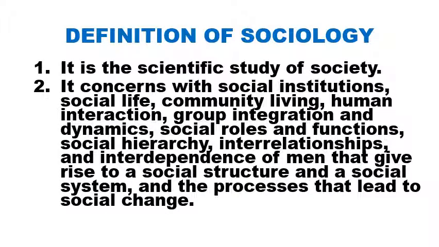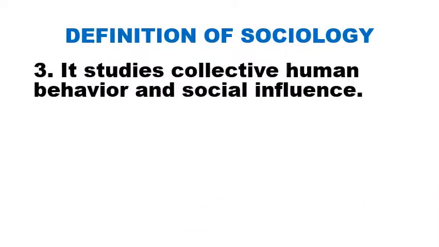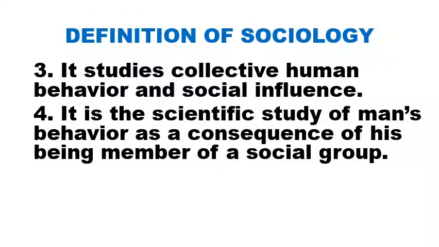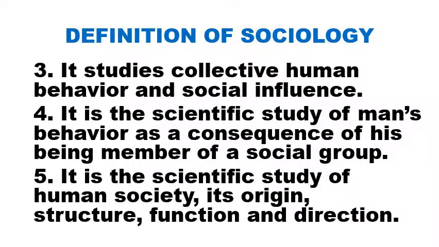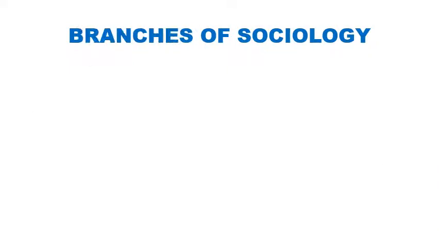It is concerned with social institutions, social life, community living, human interaction, group integration and dynamics, social roles and functions, social hierarchy, interrelationships and interdependence of men that give rise to a social structure and a social system, and the processes that lead to social change. It studies collective human behavior and social influence. It is the scientific study of man's behavior as a consequence of his being a member of a social group. It is the scientific study of human society, its origin, structure, function, and direction.